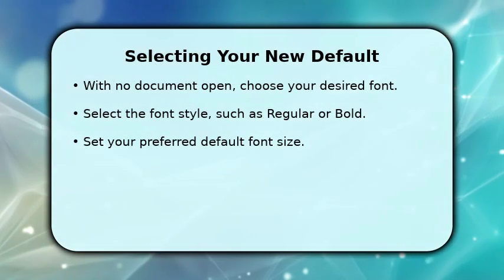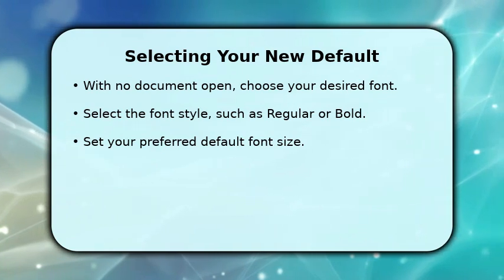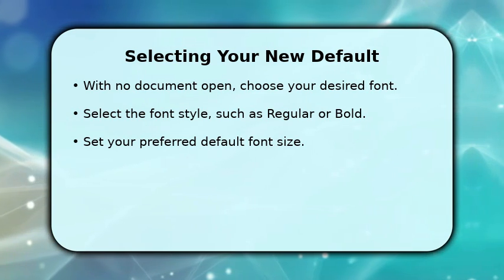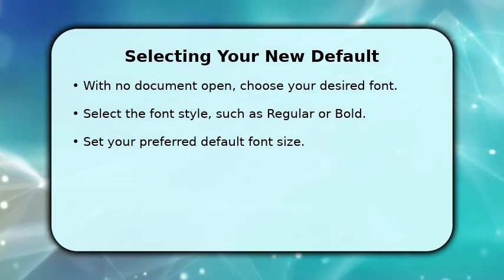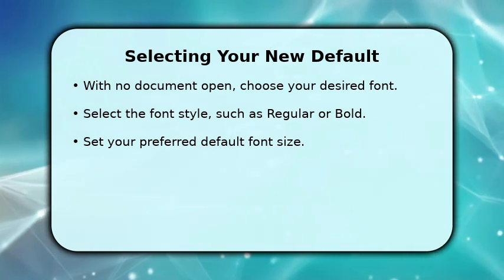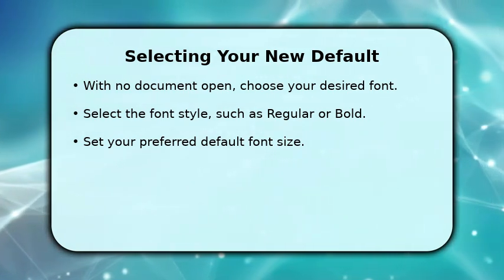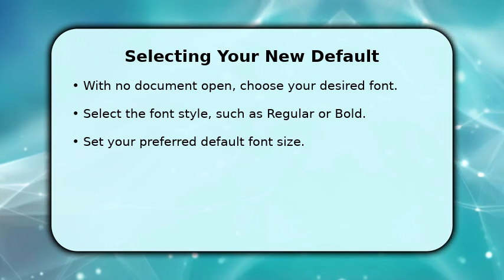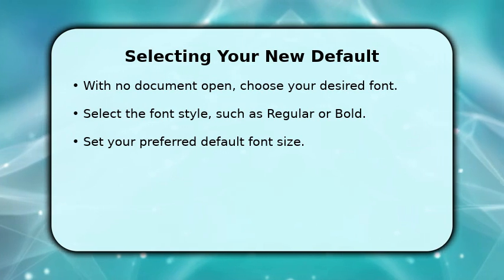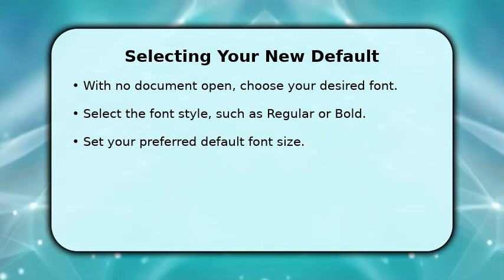Now, with the Character panel open and no documents active, you can select your desired font from the drop-down menu. Browse through your installed fonts and pick the one you wish to use as your new default. After selecting the typeface, also choose its style, like regular or bold, and set your preferred default size. These selections will apply to all new text layers.